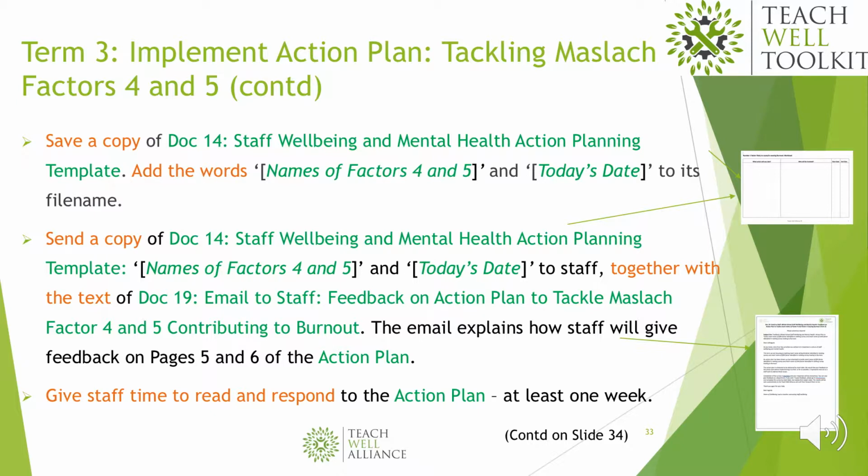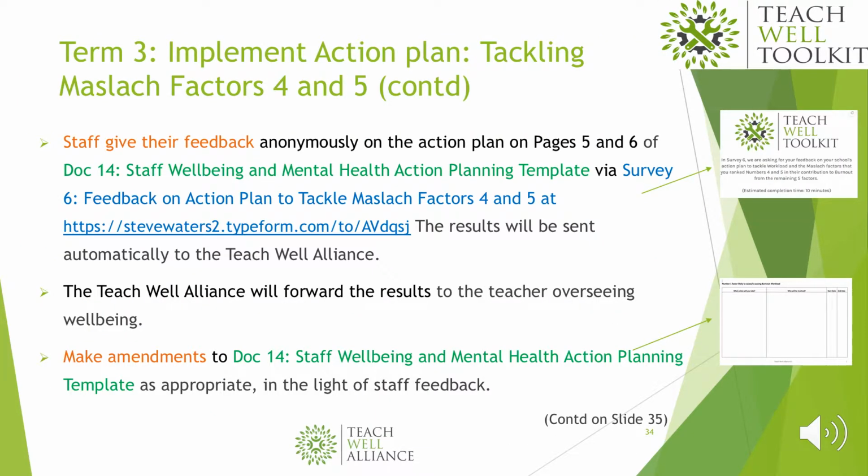As before, change the file name of document 14 and save it. Send out the text of document 19 and the action plan to staff. Staff complete Survey 6, Feedback on Action Plan to tackle Maslach Factors ranked 4 and 5. Results will be sent automatically to the Teach Well Alliance and we will return them to you. You make amendments to pages 5 and 6 of document 14, Staff Wellbeing and Mental Health Planning Template, in the light of staff feedback.